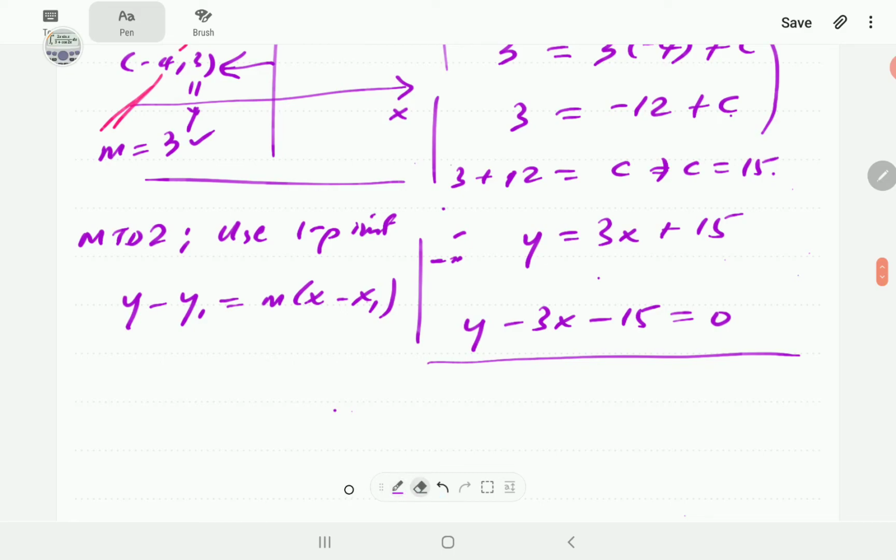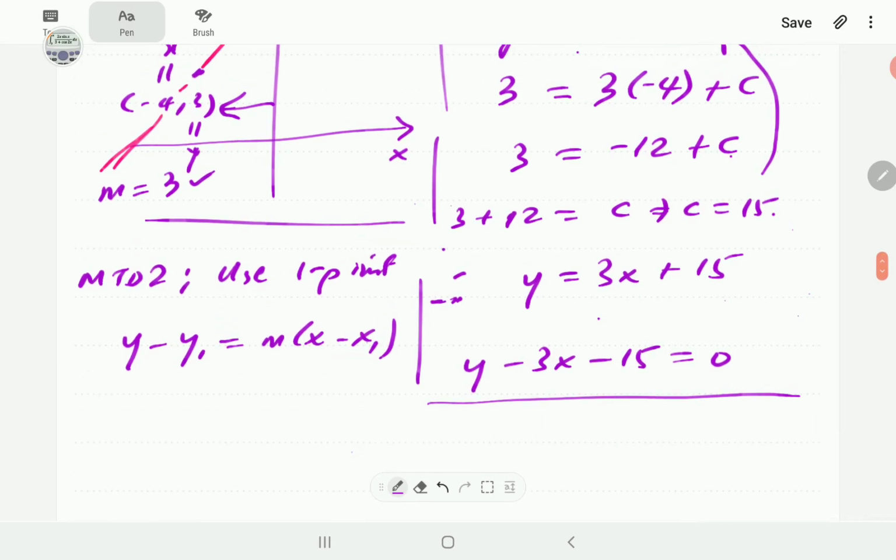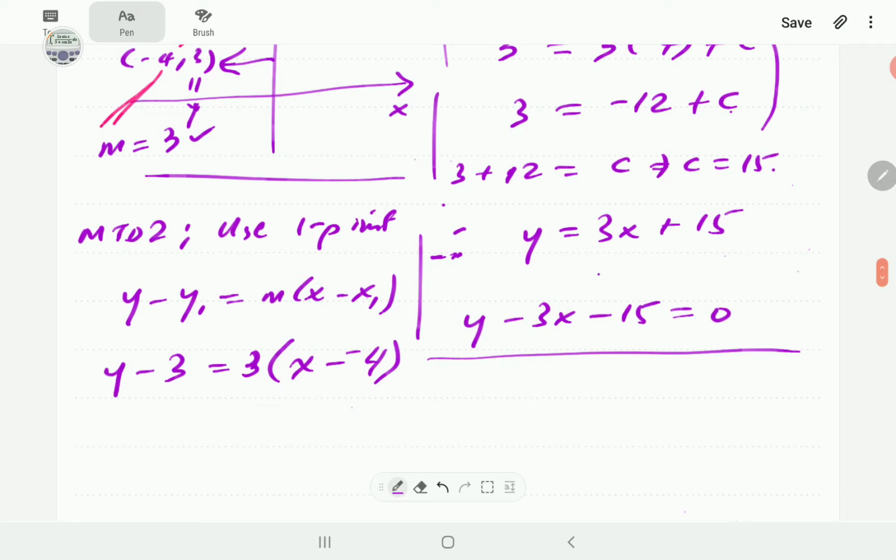M is the gradient of the function. So m for our example is going to be 3. y1 and x1 are the coordinates of the given point. So 3 is going to correspond to y1. So I'm going to write y minus 3, m is the gradient, it is 3 as well. Then here we're going to have x minus x1, so it's going to be x minus negative 4.